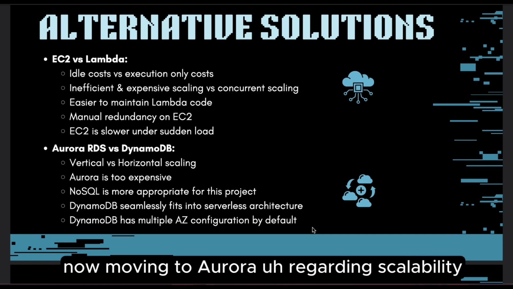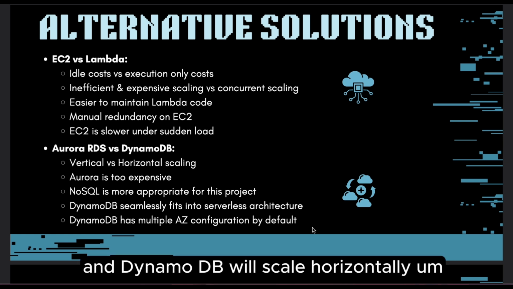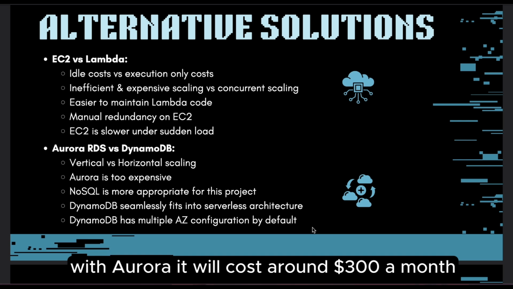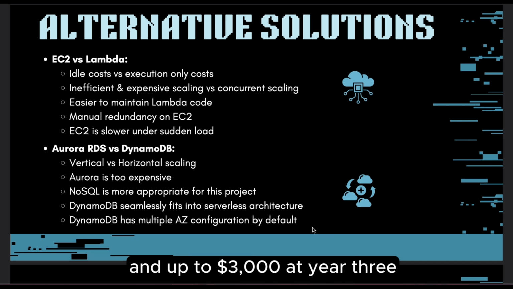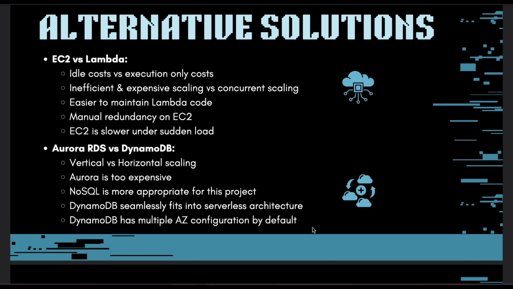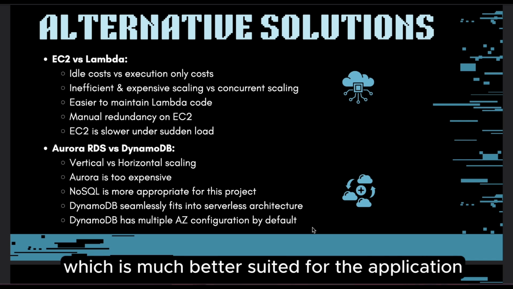Now moving to Aurora. Regarding scalability, Aurora will scale vertically and DynamoDB will scale horizontally. The scaling for DynamoDB is significantly cheaper. With Aurora, it will cost around $300 a month and up to $3,000 at year 3, whereas DynamoDB would only cost $2,500 for year 3. Additionally, DynamoDB uses NoSQL, which is much better suited for the application since it is faster.